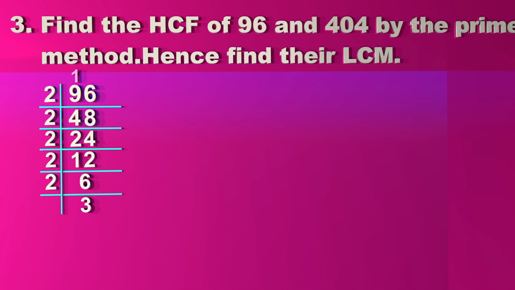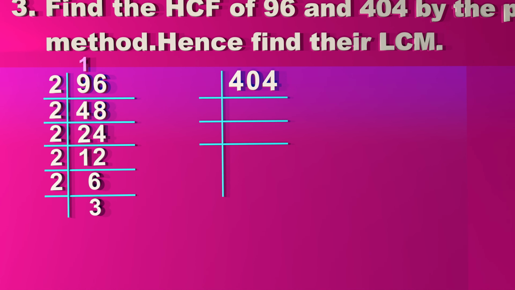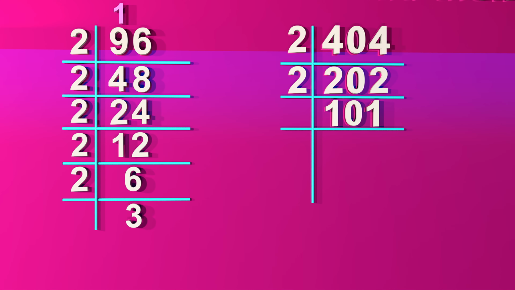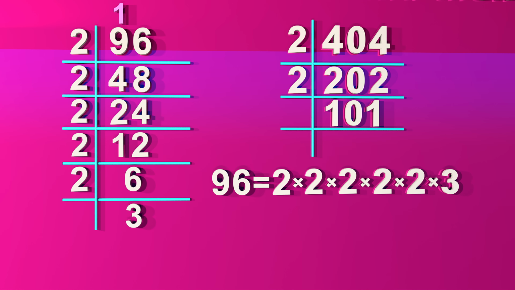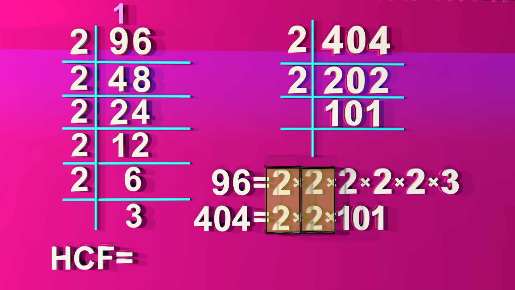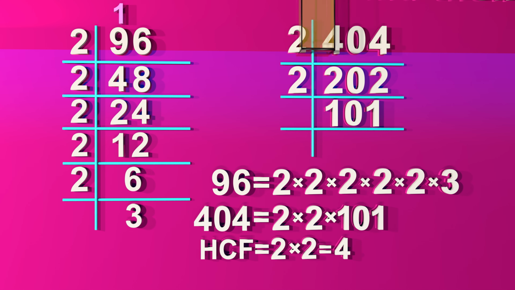Let's find the prime factors of 404. We will divide it by 2 and get 202. And 202 is also divisible by 2 and we will get 101. Now 101 is a prime number, so we will stop dividing this number. So these are the prime factors of 96 and prime factors of 404 is 2 into 2 into 101. Now 2 is common in both factors. Also another 2 is common in both factors. That means HCF is 2 into 2, which is 4.